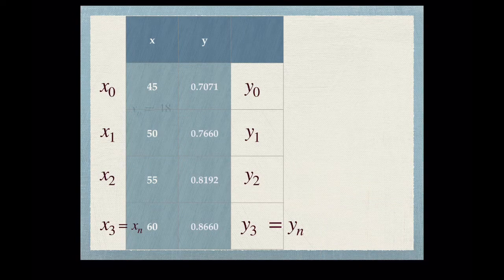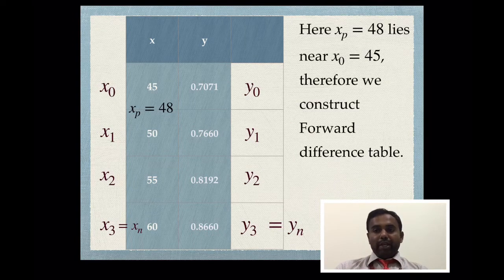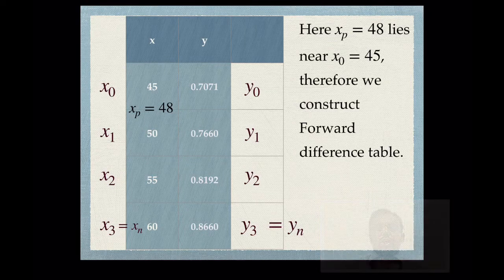Now, this is interesting. We are supposed to find sine of 48 degree. So we will take that 48 degree as xp. We will represent that as xp. And it is existing in between 45 and 50. And we can also make an observation that it is lying near x0. Right? It is lying near x0. Yes. Here xp is 48, which lies near x0, which is 45 degree, just 45.